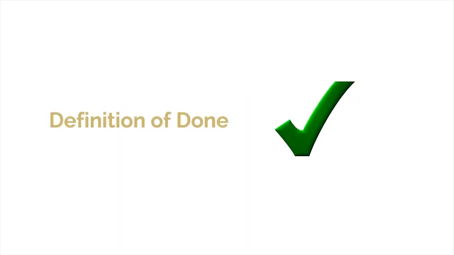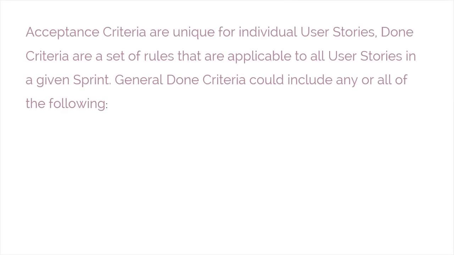Definition of done. We understand what acceptance criteria are. Let us now try to understand what done criteria are. The major difference between done criteria and acceptance criteria is that acceptance criteria are unique for individual user stories, whereas done criteria are a set of rules that are applicable to all user stories in a given sprint. As with the acceptance criteria, all conditions of the done criteria must be satisfied for the user story to be considered done.